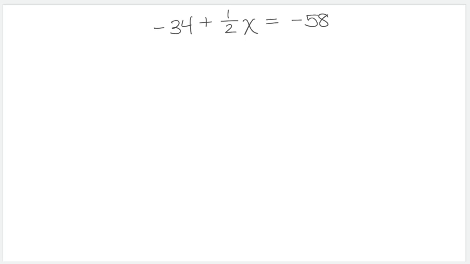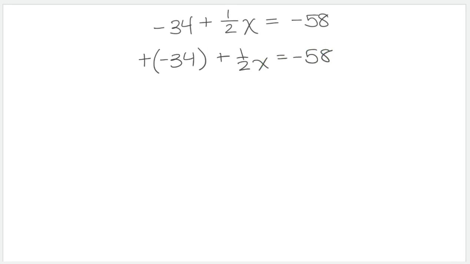So here we have our problem, negative 34 plus 1/2 x is equal to negative 58. I'm going to go ahead and rewrite this problem so that our addition is obvious. So we can rewrite this problem by saying plus negative 34 plus 1/2 x is equal to negative 58.